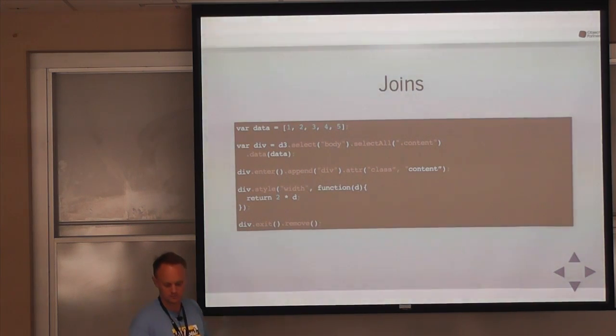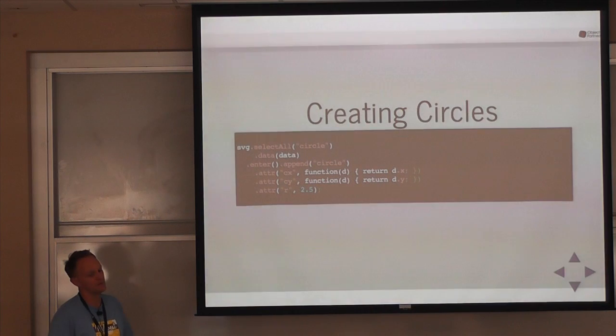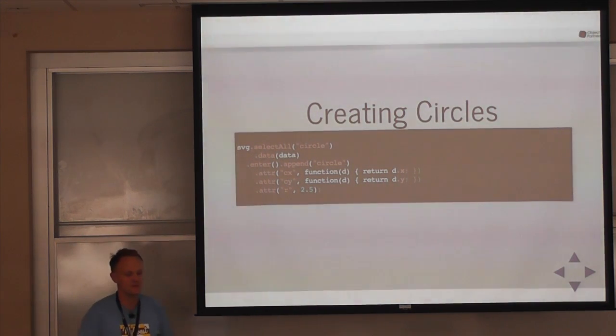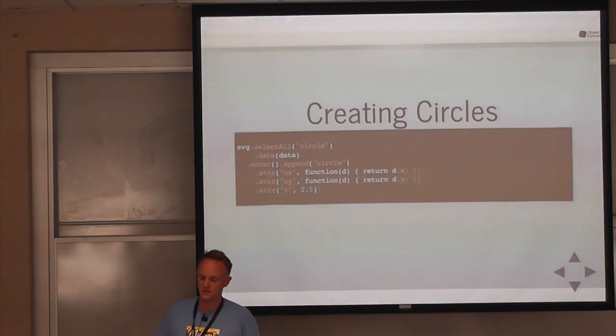Binding data to something, adding it to the DOM, and removing something from the DOM if it was there before. So another example, the creating circles example, is all over the docs. I'm selecting all my circles. Again, when I'm starting this, I'm probably expecting that it returns an empty set.